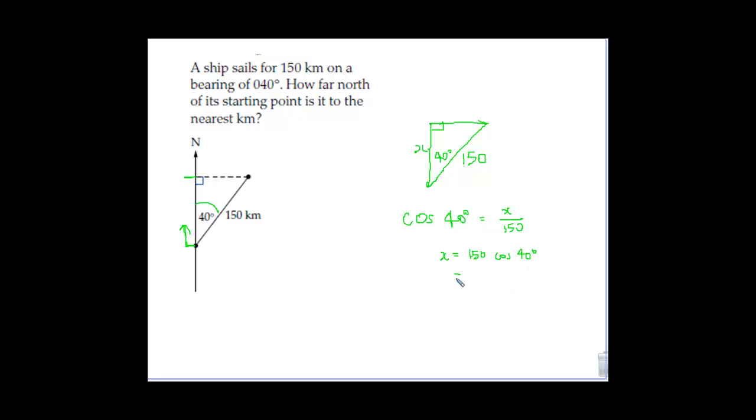So x equals 150 times cosine of 40. And then we put that into our calculator, and that will come out to 114.90, and it goes on. It wants it to the nearest kilometre, so we'll write that as 115 kilometres there. So there's how we can use trig to find the side. Either side there, read the question carefully, get our triangle, decide which side we need to find.